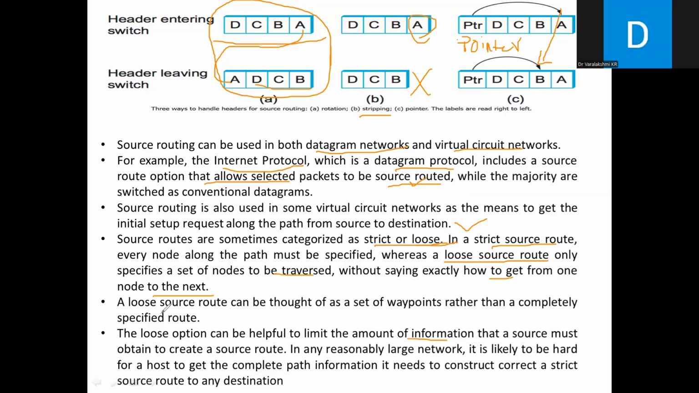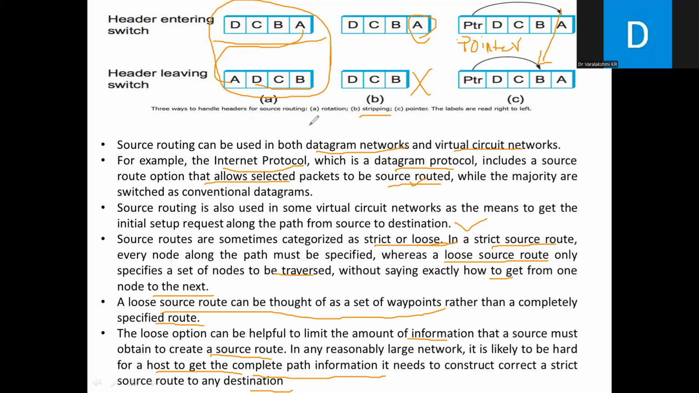The loose source route can be thought of as a set of waypoints rather than a completely specified route. The loose option can be especially helpful to limit the amount of information the source must obtain to create a source route. In a large network, it is likely to be hard for a host to get the complete path information, because it needs to construct and stick the correct source route to any destination. This is the significance of why it is required.